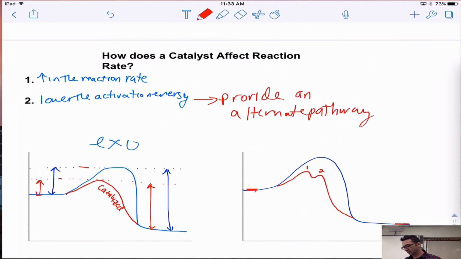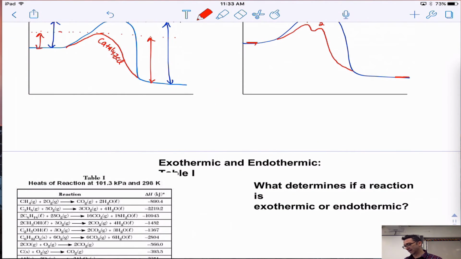Okay, so this is how a catalyst affects a reaction rate, how it relates to the potential energy diagrams. This comes up quite a bit. They want you to be able to draw that in.